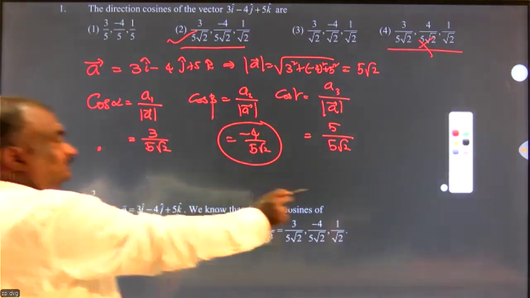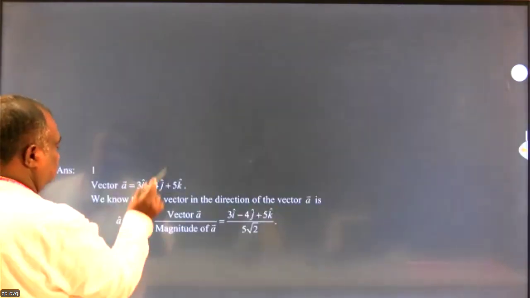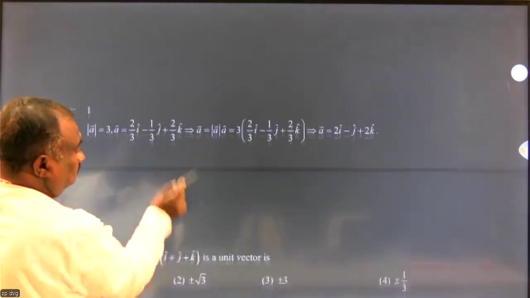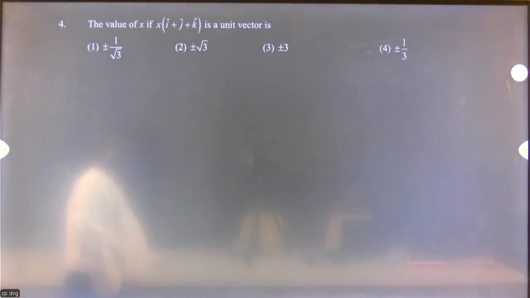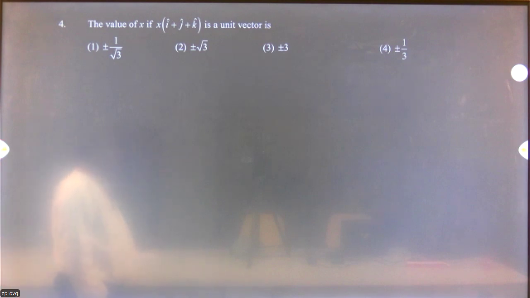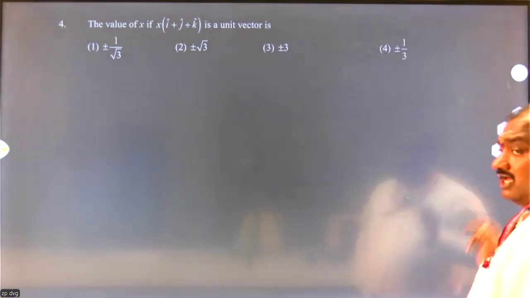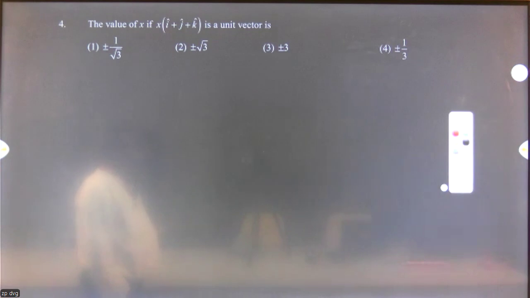Now, in the same manner, and the main question and the earlier asked question also, this is the value of x if x into i cap plus j cap plus k cap is a unit vector, he asked. Now, what is the unit vector? Just now we discussed what the unit vector is. The vector whose magnitude is 1 unit is called a unit vector.